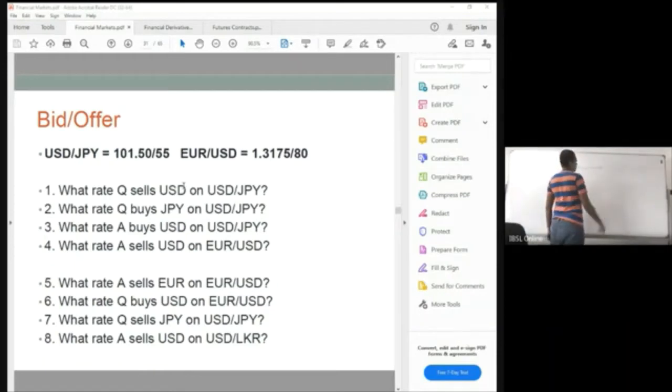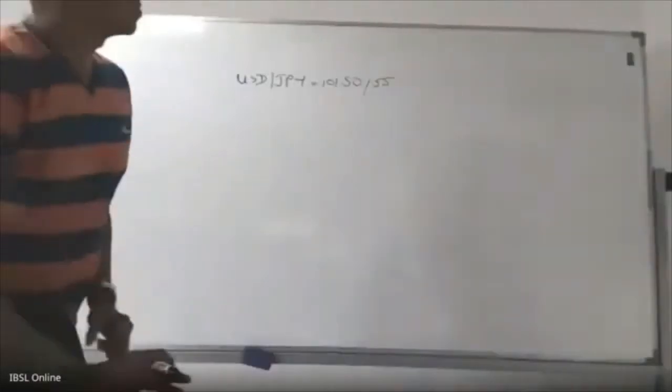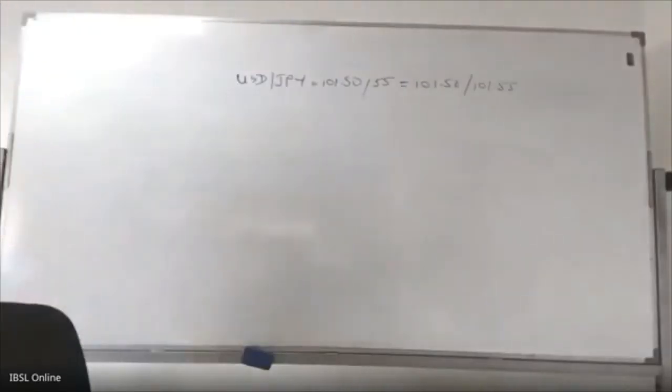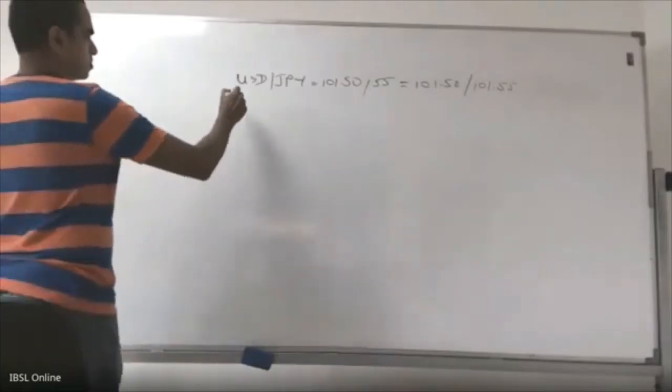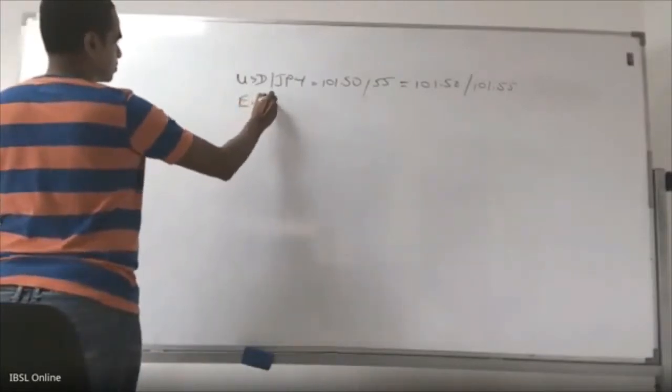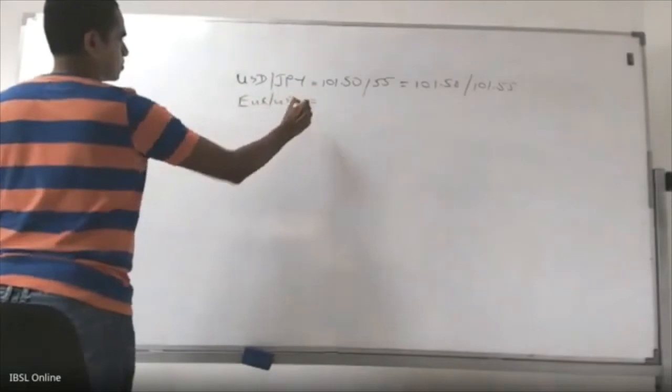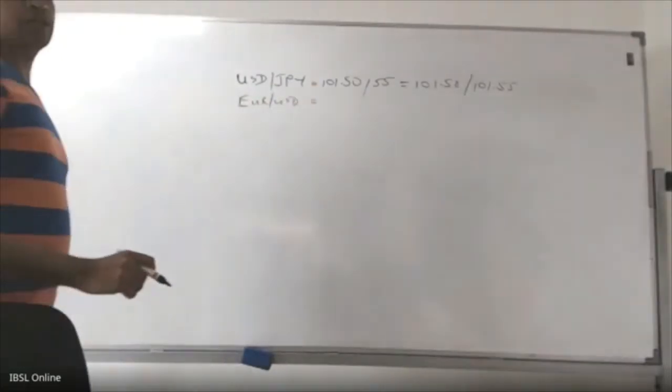And 50, 55. So it means 101.50 and 101.55. Euro-dollar, 131.75.